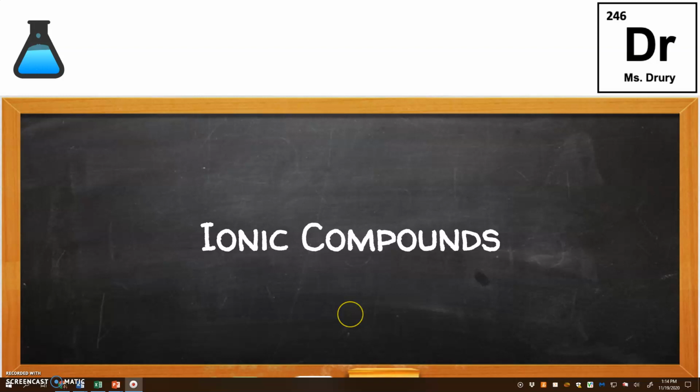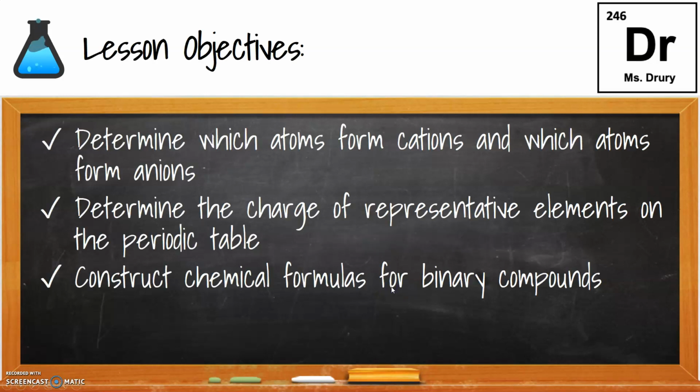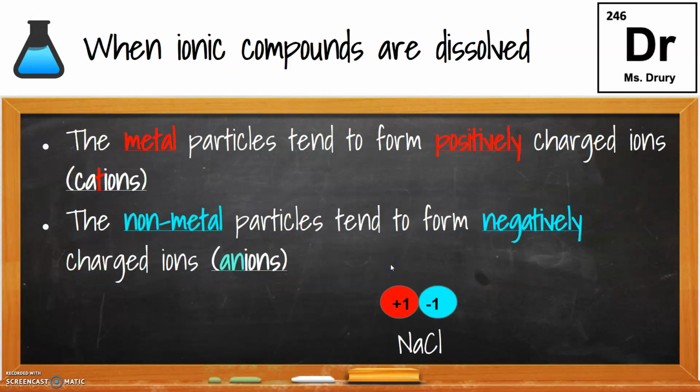In this video, we're going to review and talk about ionic compounds in more detail. By the end of the video, you should be able to determine which atoms form cations and which ones form anions, determine the charge of representative elements on the table, and construct chemical formulas for binary compounds, or compounds made of only two elements.